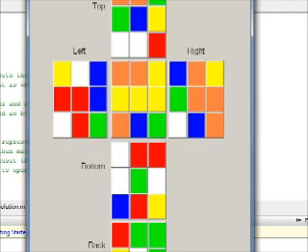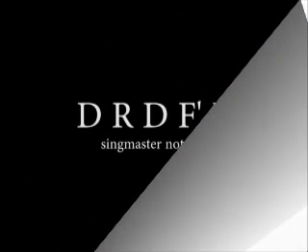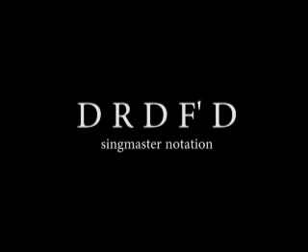After the robot scans the cube, it usually gets a few colors wrong. This interface is used to correctly input the cube. After inputting the correct cube, a program begins to calculate the solution. This usually takes less than 2 minutes. When the calculation is complete, it displays the solution using SingMaster notation.